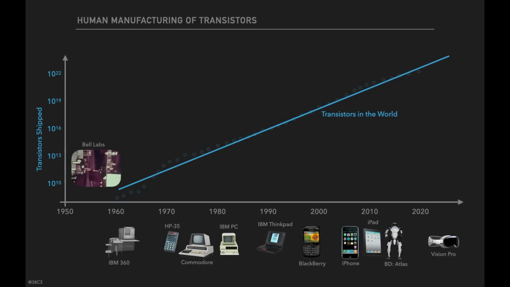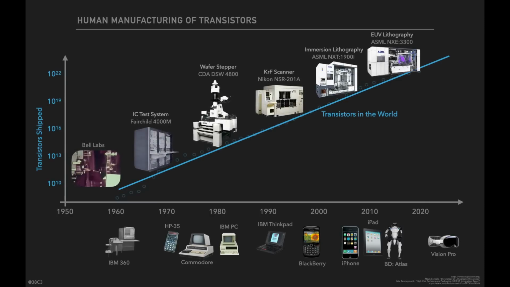But this is only possible because we have been able to build ever-advancing manufacturing tools for these semiconductors, most importantly the lithography tools with different light sources, immersion technology, and the latest advancement in extreme ultraviolet lithography. And I want to talk about these kinds of advancements to some extent in this talk.